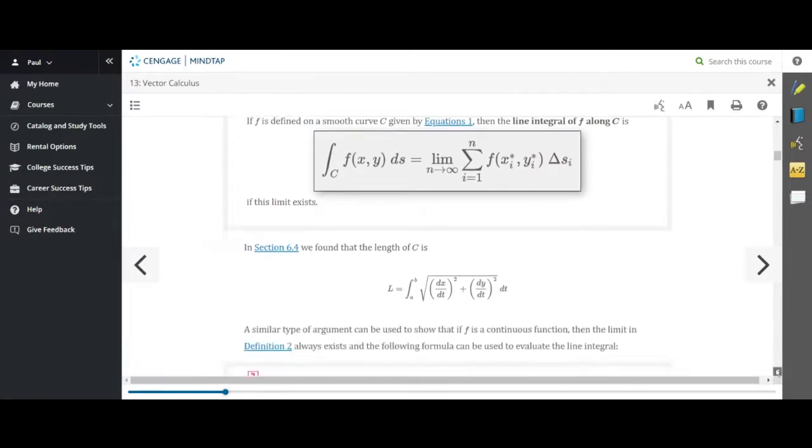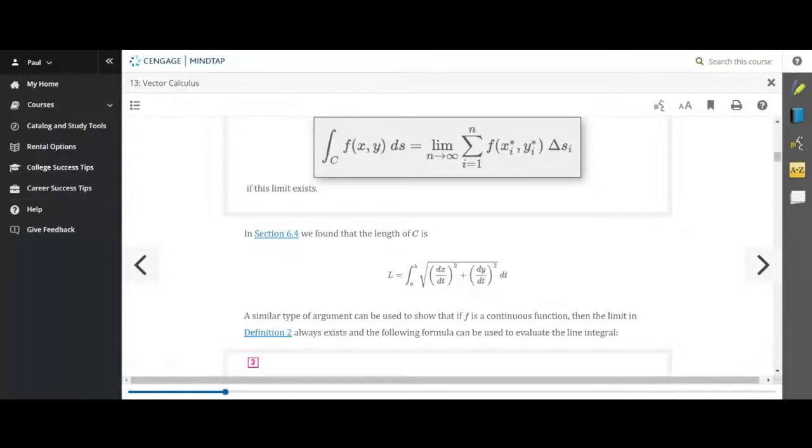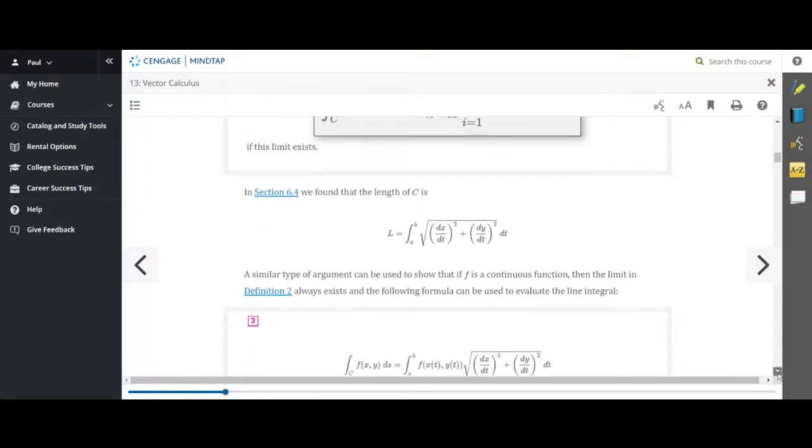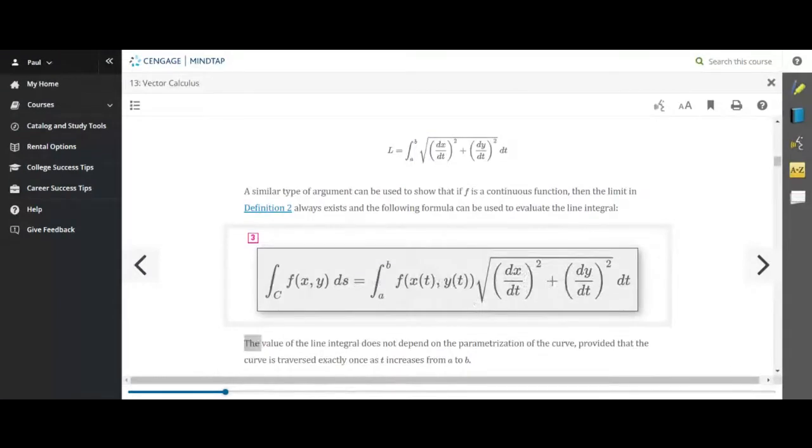And so this line integral, which is difficult to work with because we integrate with respect to arc length, we can rewrite this way, where x and y, the coordinates on the curve C, are functions of t, and ds can be expressed as the square root of x prime squared plus y prime squared dt.